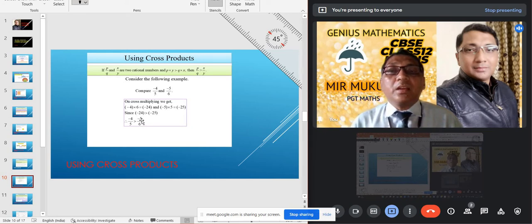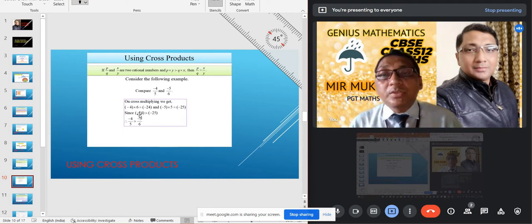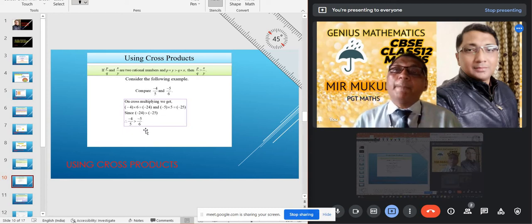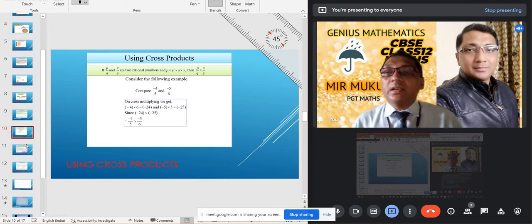So which one is bigger? Minus 24 is bigger than minus 25. Minus 24 came from the left-hand side, that is, minus 4 by 5 is bigger than minus 5 by 6. By this method also we can compare two rational numbers.